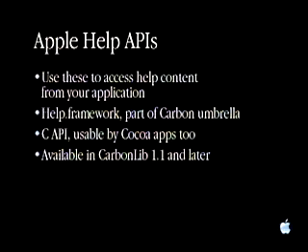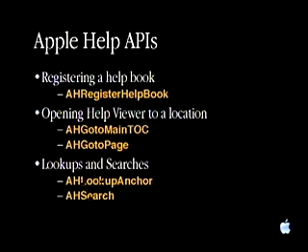Now, I'll briefly just cover the Apple Help APIs, which are how you can hook up buttons and contextual menus. You can use these to access help content from all over your application. They're stored in the Help framework, which is part of the Carbon umbrella framework, but because they're a C API, they're usable by Cocoa apps as well. They're available in Carbon Lib 1.1 and later for Carbon Lib applications.